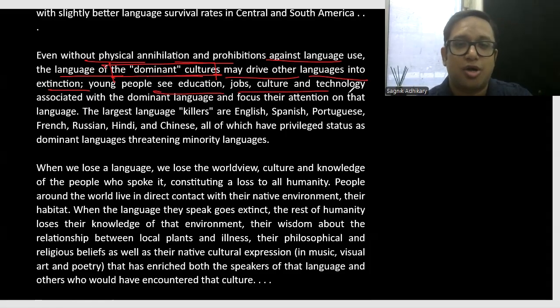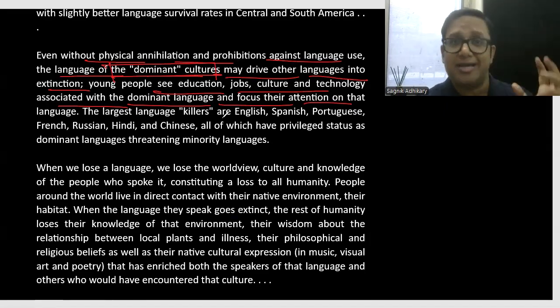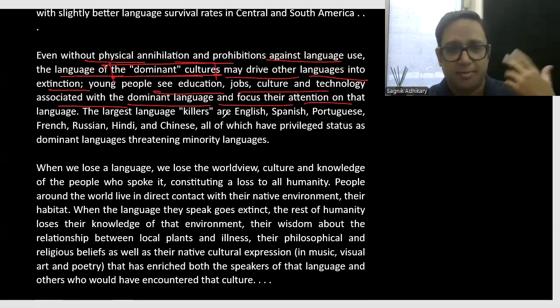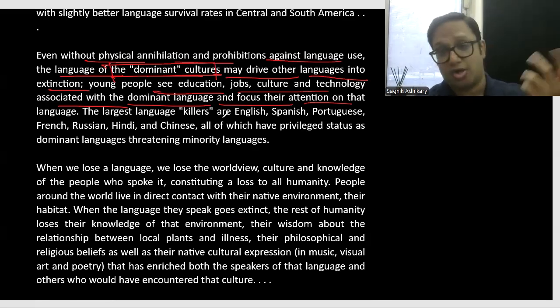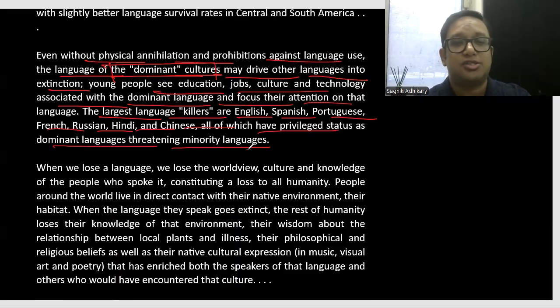Young people see education, jobs, culture, and technology associated with the dominant language and focus their attention on that language. This kind of talks about brain drain, where we think that everything English or everything American is good: American education, jobs, culture, technology, etc. Similar kind of an argument. The largest language killers are English, Spanish, Portuguese, French, Russian, Hindi, and Chinese, all of which have privileged status as dominant languages threatening minority languages.